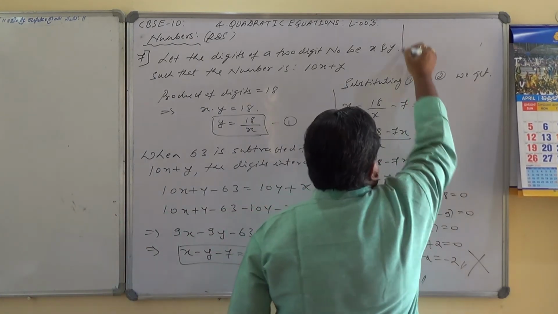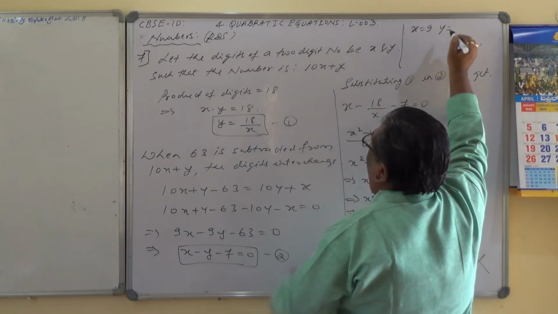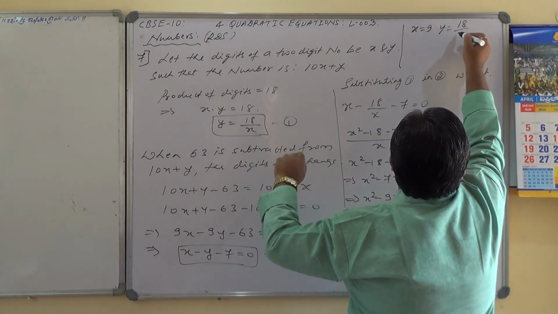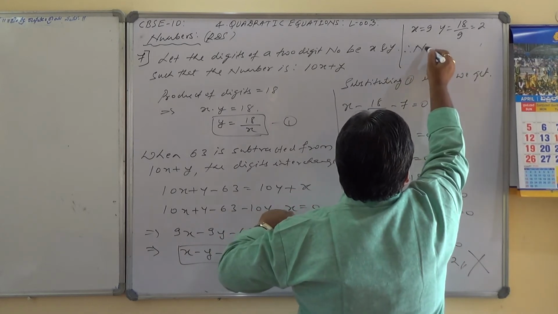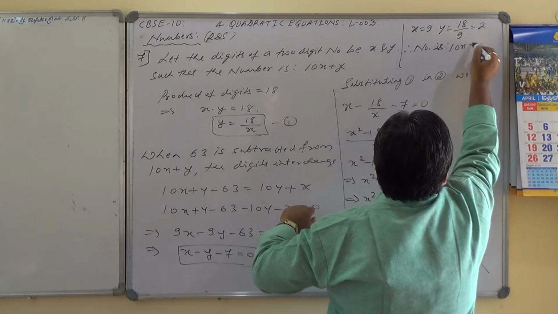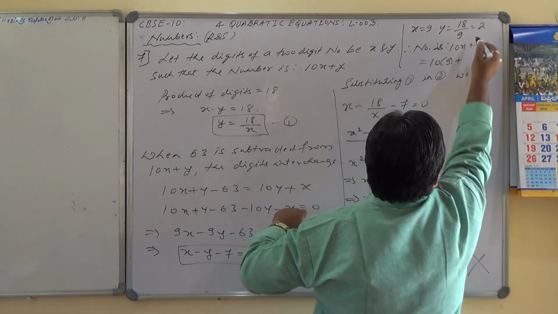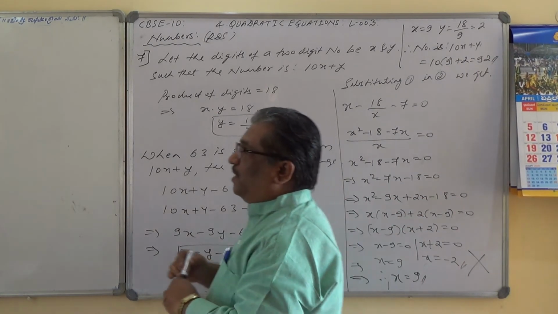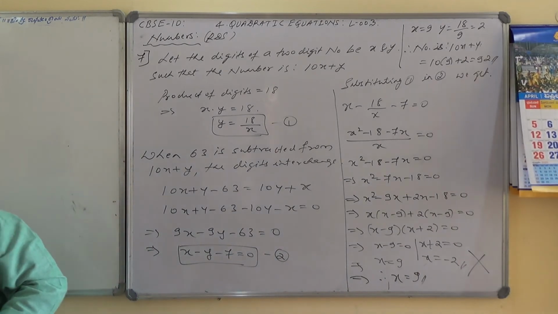And therefore, I write over here x equals 9 and y equals 18 divided by x, so 18 divided by 9, which is 2 here. And therefore, the number is 10x plus y, which equals 10 times 9 plus 2, which is equal to 92. That is the answer for this. Let me check the answer. Yeah, 92 is the answer.